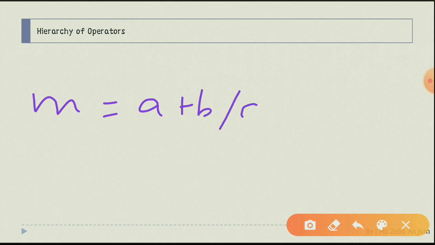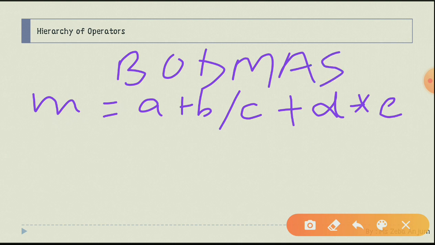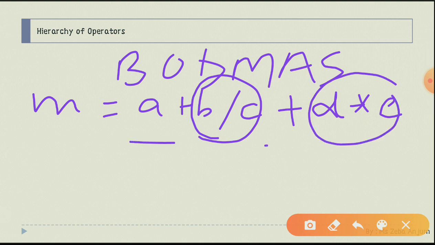Now let us move towards the hierarchy of operators. Let us say, for example, consider an expression: m equals a plus b divided by c plus d into c. If we talk about this expression in mathematics, then you must be following your BODMAS rule. It means firstly you will be applying the division operator. This one should be applied at the very first, then multiplication, then your addition will be applied.